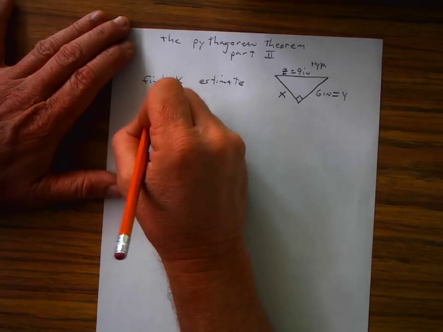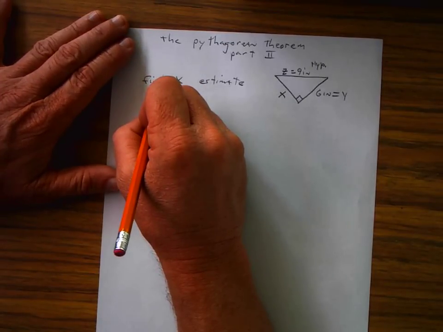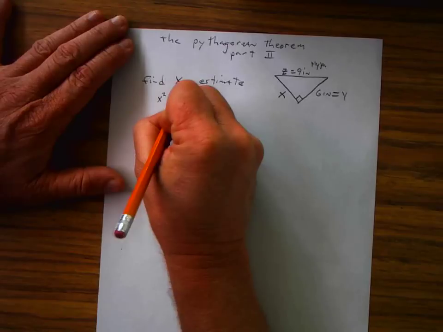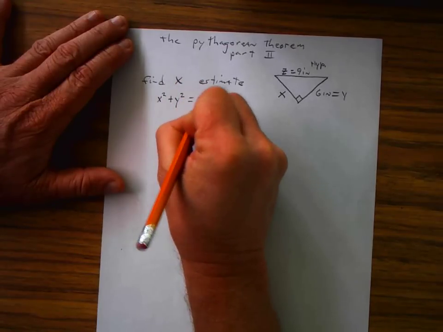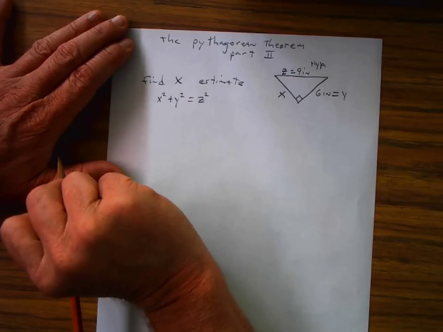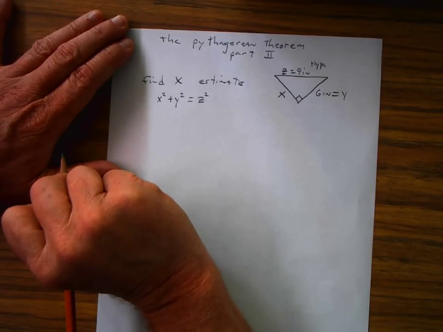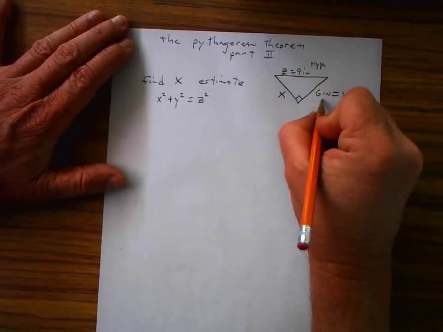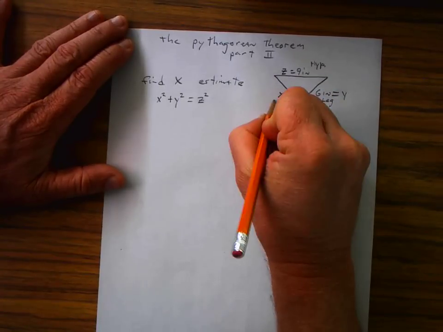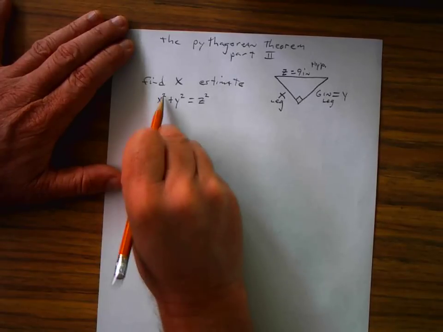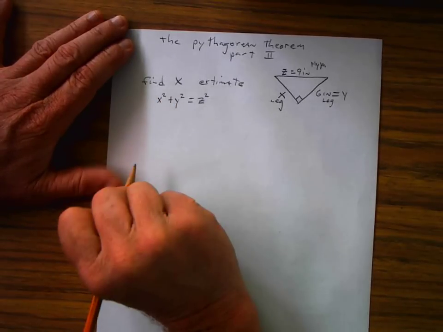Okay, so we know that there's a relationship called the Pythagorean theorem, where x squared plus y squared equals z squared. Or in any right triangle, the sum of the squares of the lengths of the legs is equal to the square of the length of the hypotenuse. So this is a leg, and this is a leg. In other words, x squared plus y squared equals z squared.